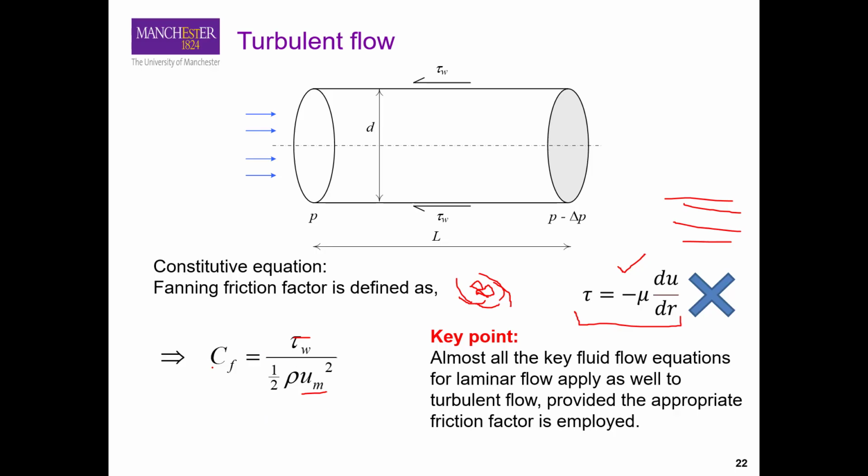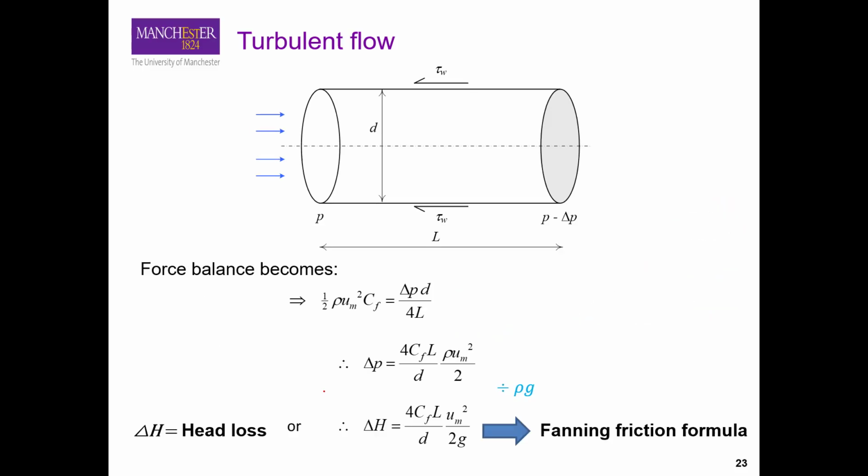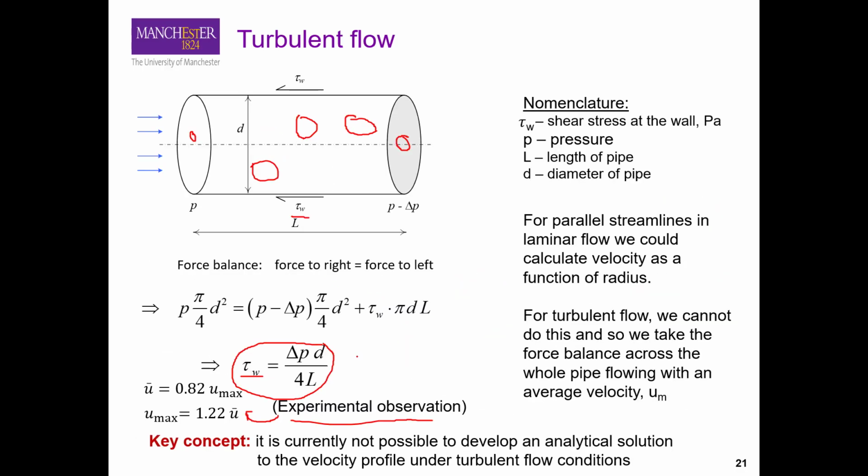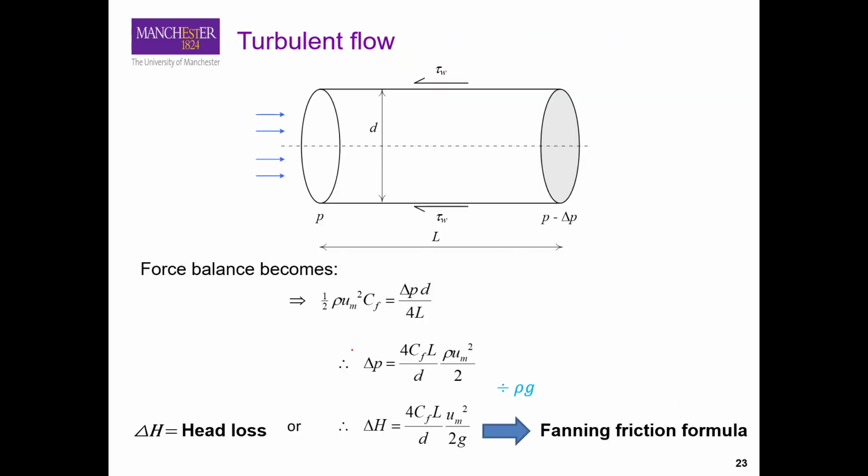So what this Fanning friction factor does is relate the flow with the maximum velocity, okay. And if you replace the value of tau by using this Fanning friction factor and compare it with this equation here, we can see that we get a relation between the pressure drop, that is delta P, and velocity, which is what we call the velocity profile. And this is the velocity profile that we can get for turbulent flow.